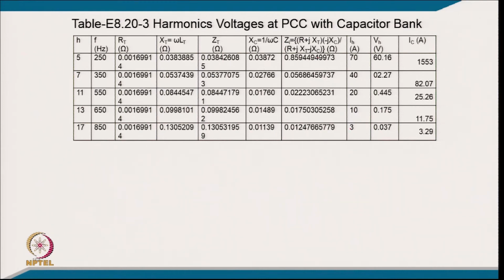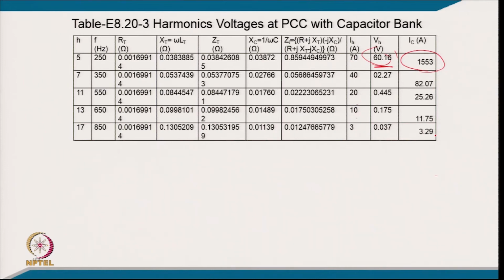When you multiply this impedance with this harmonic, you can see the 5th harmonic voltage is becoming substantial. Because of this high voltage for the 5th harmonic, the corresponding current in the capacitor bank also goes quite high, and of course, the other harmonic currents are also more. These are amplified: from 70 ampere it goes up this much, from 40 it goes to 82, 20 to 25, 10 to 11 and 3 to this.